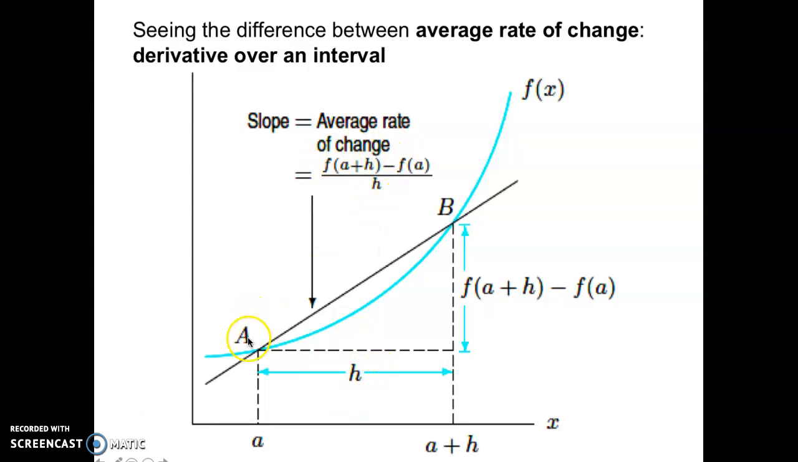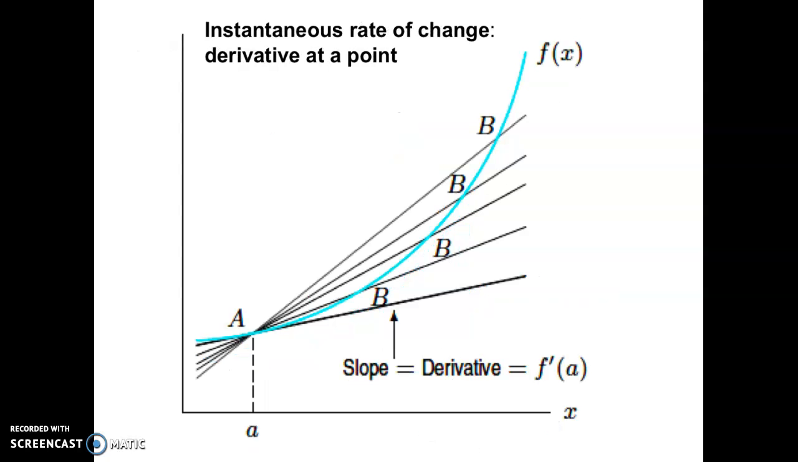I always like to tell students, think of the average rate of change as the 2 points are distinct, pretty far away from each other. And it is the slope of a secant line passing through 2 points A and B that are not near each other. This is called the average rate of change over an interval, or the derivative over an interval, as opposed to the instantaneous rate of change, or the derivative at a given point.